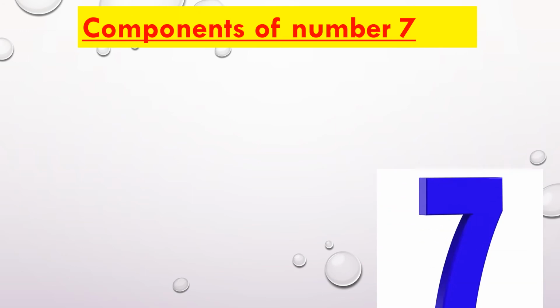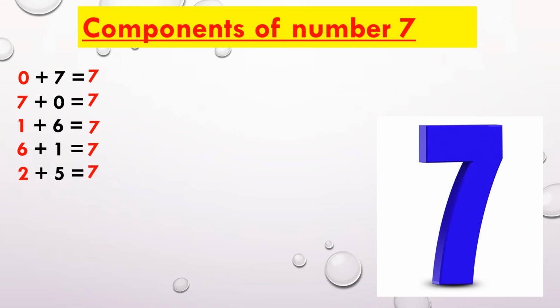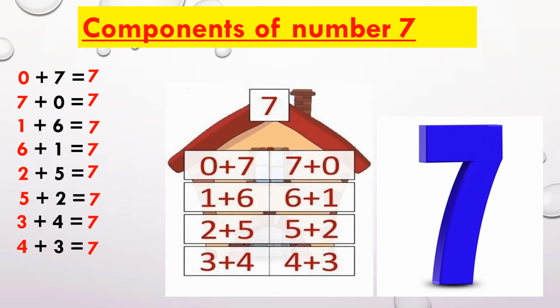Components of number 7. 0 plus 7 equals 7. If I switch the numbers, 7 plus 0 equals 7. So 0 and 7 are components of number 7. 1 plus 6 equals 7. If I switch the numbers, 6 plus 1 equals 7. So 1 and 6 are the components of number 7. 2 plus 5 equals 7. If I switch the numbers, 5 plus 2 equals 7. So 2 and 5 are components of number 7. 3 plus 4 equals 7. If I switch the numbers, 4 plus 3 equals 7. So the components of number 7, 3 and 4.